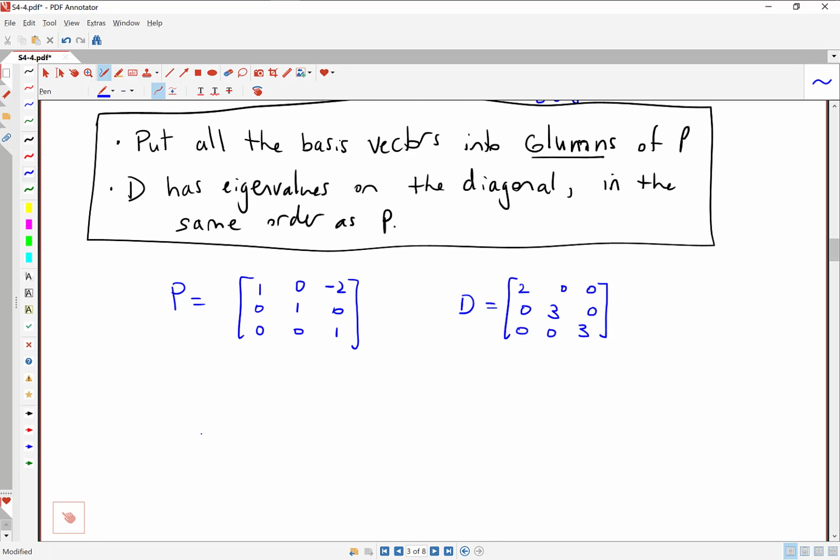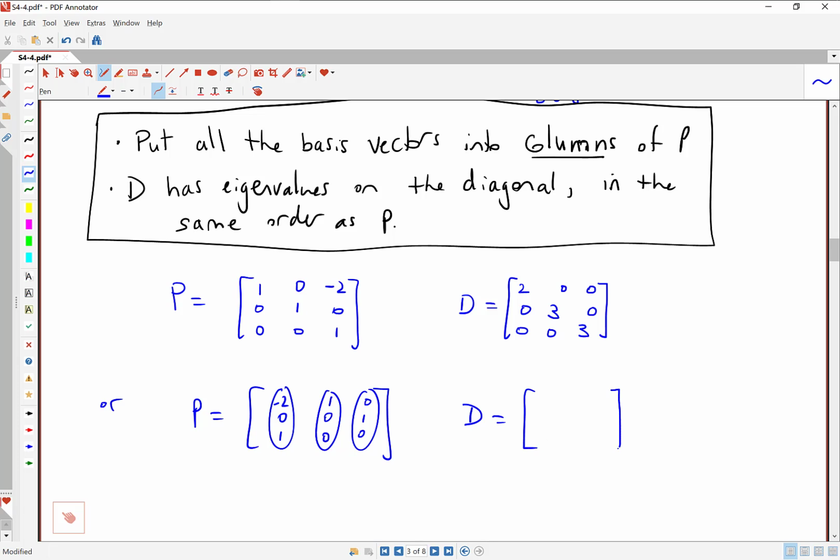Okay, now someone else could come along and build a different matrix P. So they could say, I don't feel like doing P in that order, I want to choose a different order. So maybe they want to put (-2, 0, 1) here, and then (1, 0, 0) here, and then (0, 1, 0) there. That's totally fine, but that's going to impact the diagonal matrix that they're producing.